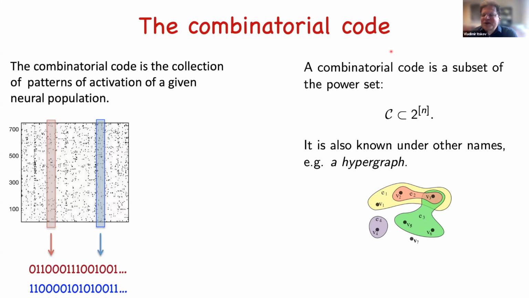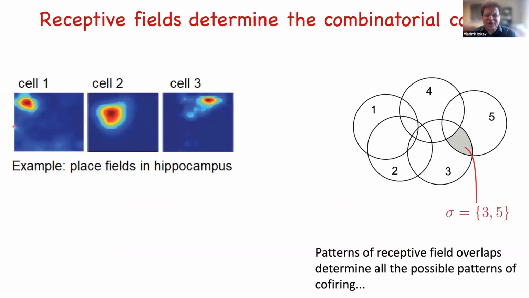And mathematically, you can think of this combinatorial code as just a subset of the power set. And they are known under different names. In computer science, they're usually called hypergraphs. It's basically a collection of subsets of the set 1 through n, where n is the number of neurons. Okay. So far, I have not said much. I just defined what I mean by combinatorial code. Now, if we look at the pattern of receptive fields, let's say, yeah.